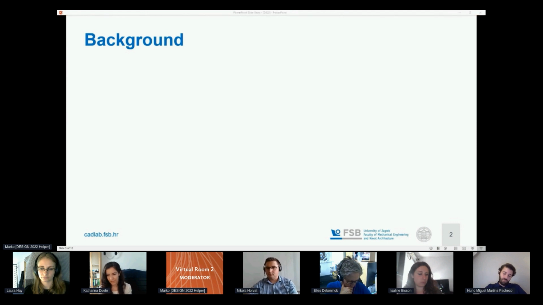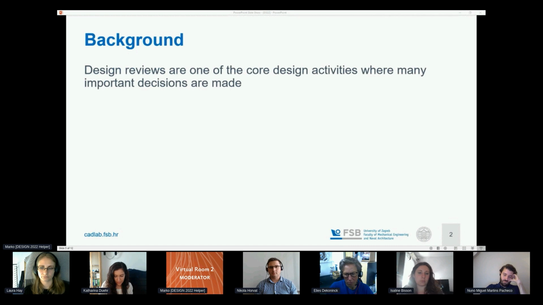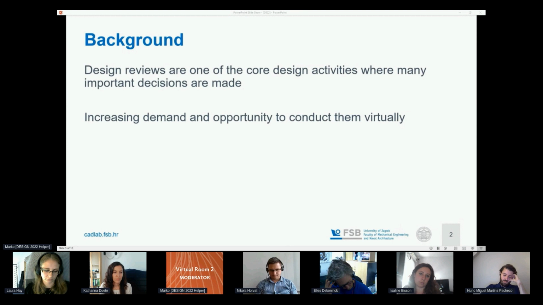And while in stage gate model of product development, these reviews are only in between phases, they are actually often conducted within phases. For instance, reviewing a design results in number of required changes before going into next phase. Hence, in product development, there is a lot of reviews, either formal or informal. And these reviews are thus one of the core design activities where many important decisions are made. And with the many unfortunate circumstances last years, there is increasing demand to conduct these reviews virtually.